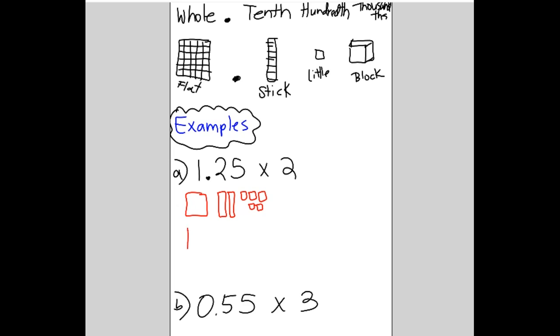Then I have to do it twice, so I draw it again. As we get used to this, we will end up drawing our sticks just like a line, and our littles will just end up being dots. But since we're starting, we have to do this.